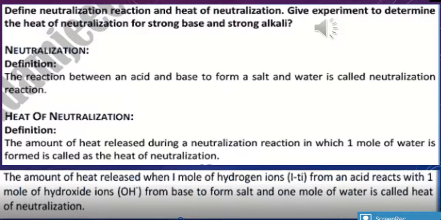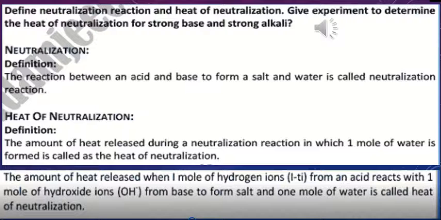Heat of neutralization is basically the amount of heat which is released during the neutralization reaction in which 1 mole of water is formed. It is called the heat of neutralization. For example, when we run the chemical reaction between a strong acid and a strong base, water molecules are formed.